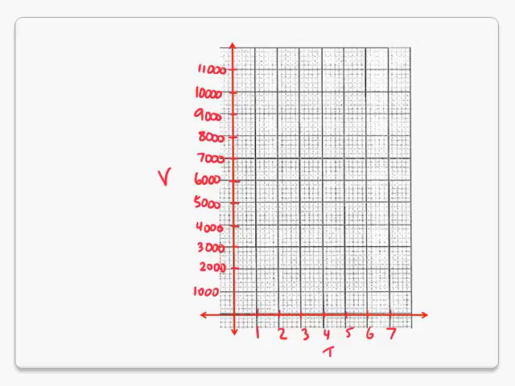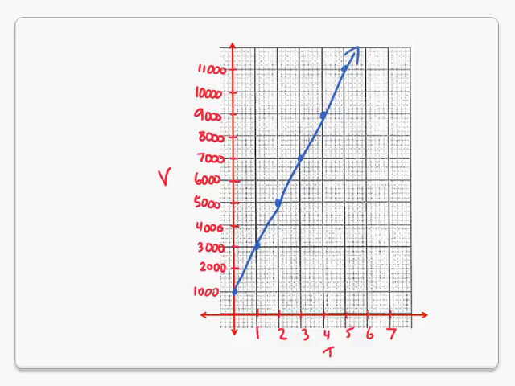So if I was going to graph it, at 0 I'm at 1000, at 1 I'm at 3000, at 2 I'm at 5000, then 7000, and then 9000, and then 11000. So this graph does not go through the origin. Let's connect those up. And there I have my graph.